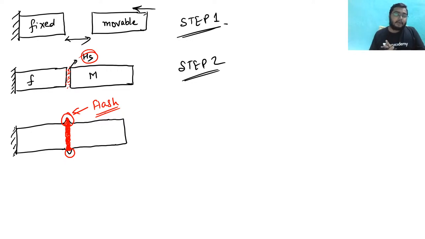Now see, one most important point: when you are giving the heat, heat is I square RT. So due to this I square RT, what will happen? Please repeat the step 2. See, step 1 is there.